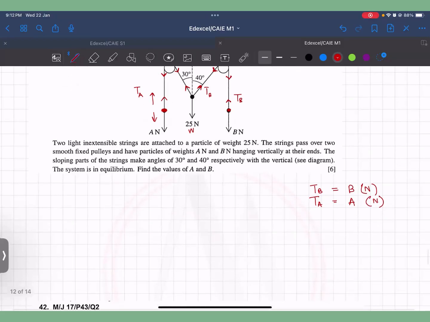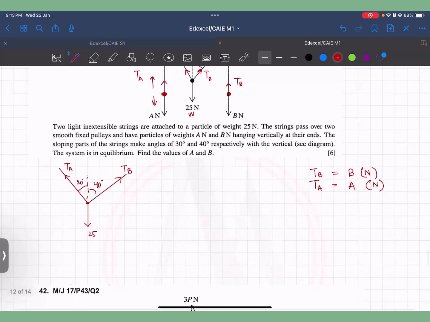So if you separate this and make this diagram again, it would be like this. The weight of this particle is 25, and there are two forces. One of them is over here, at 40 degrees, and this is your TB. And there's another one like this, this is TA, at 30 degrees. So you have to find this TB and TA. Those would be the weights B and A.